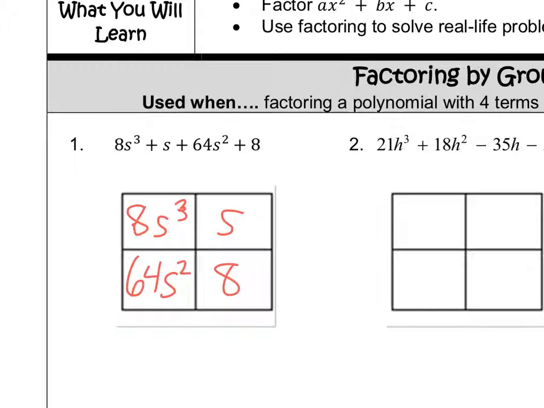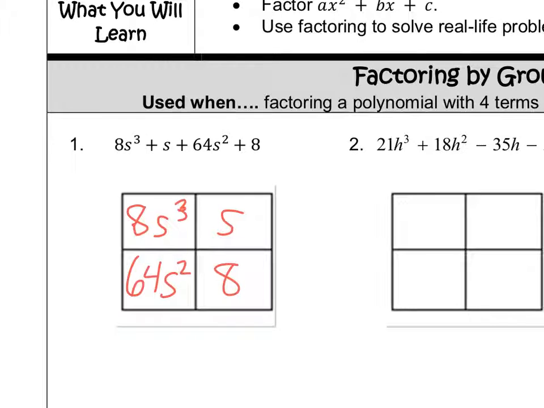And then what we're going to do is use the skill that we learned last class about finding the greatest common factor. So we're going to find the greatest common factor of these 2 terms going straight up. We'll find the greatest common factor of these 2 terms going straight up. Then we'll find the greatest common factor of these 2 terms going to the side and these 2 terms going to the side. So all we're doing is finding the greatest common factor 4 times and we're done.